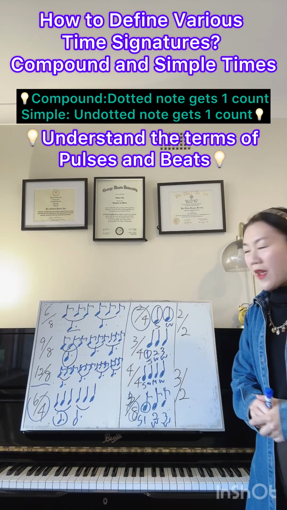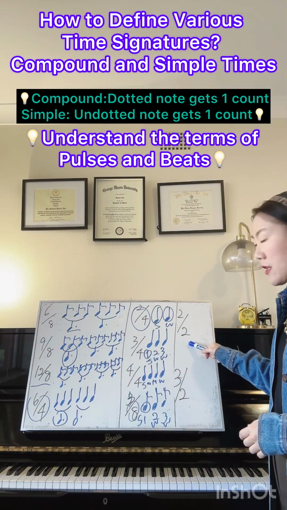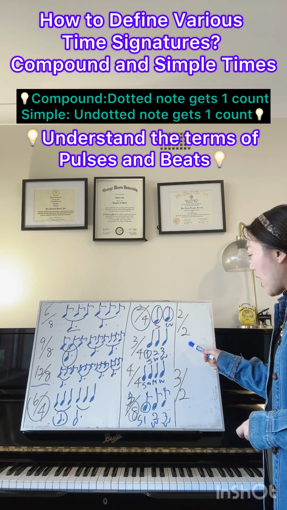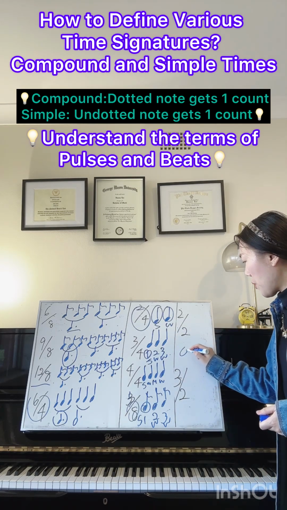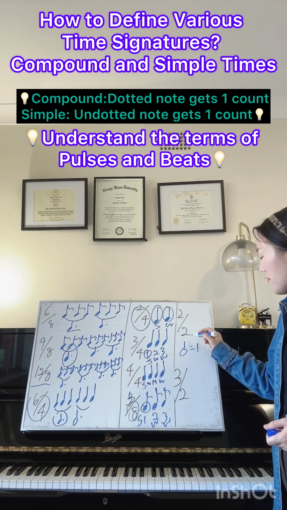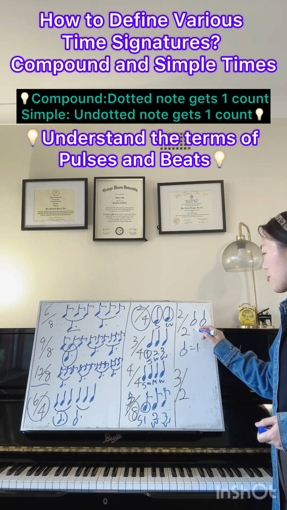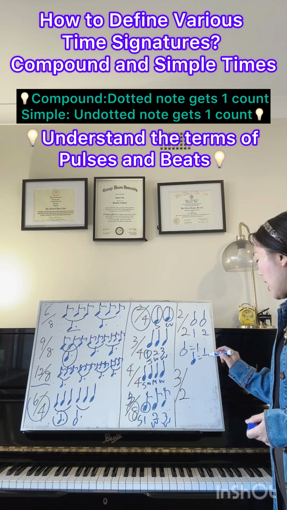Now we're going to talk about another simple time where the minim gets one count. When you see the number 2 on the bottom, that stands for half, a half note, which is a minim. That means this is a time signature where the minim gets one count. How many of these do you have in 2/2? 2 minim beats in each measure. In that case, the crotchet would make only half a beat.